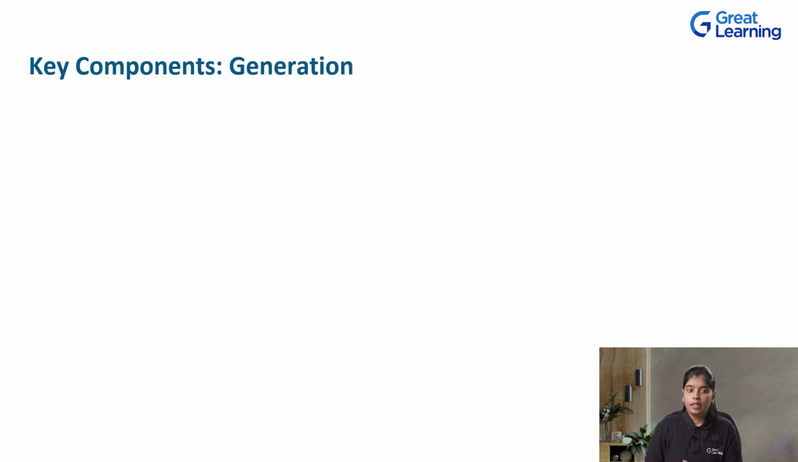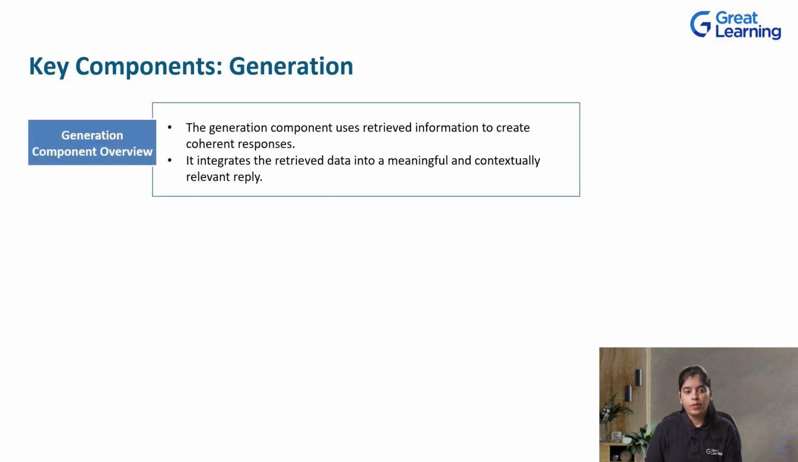Next comes key components of generation. Let's talk first about the generation component overview. It uses the retrieved information, the information we have retrieved through retrieval, to create the response. And the response will be very relevant to the query. It integrates the retrieved data into a meaningful and contextually relevant reply. So whatever information the retrieval process retrieves through various different sources, it integrates that data based on the ranking.